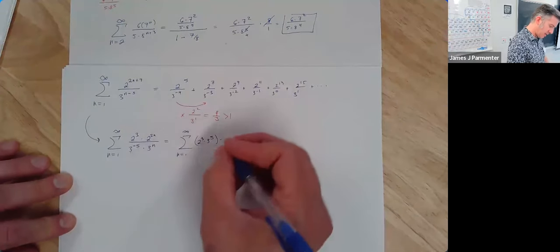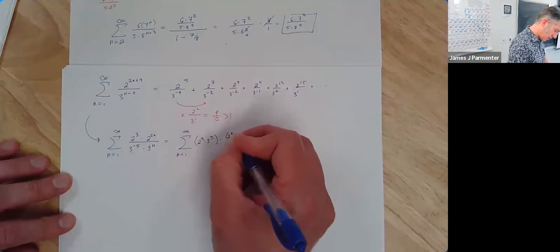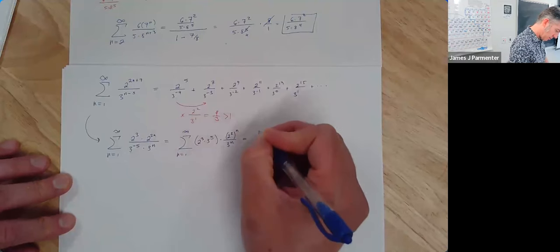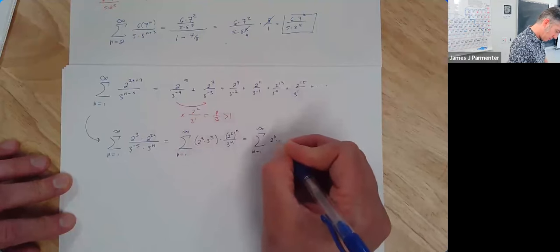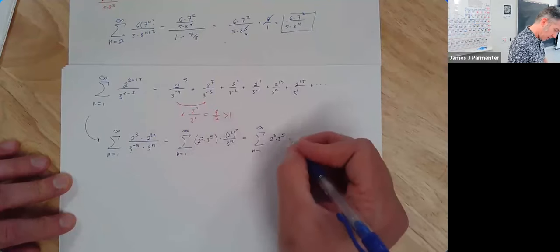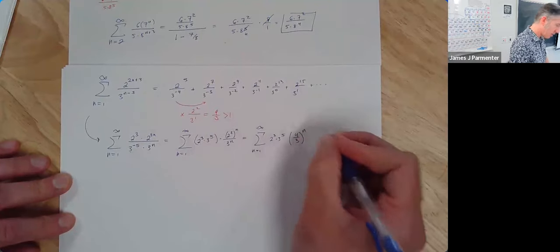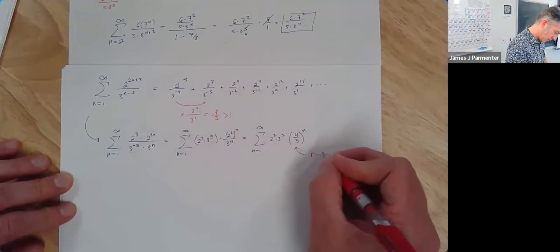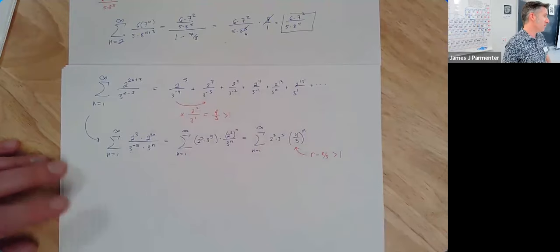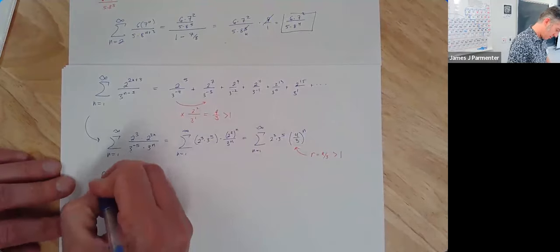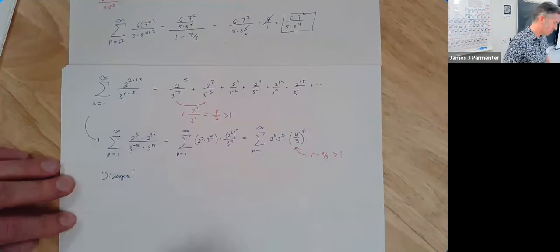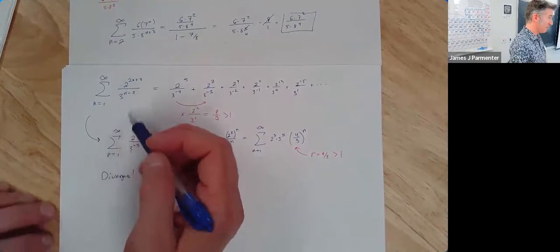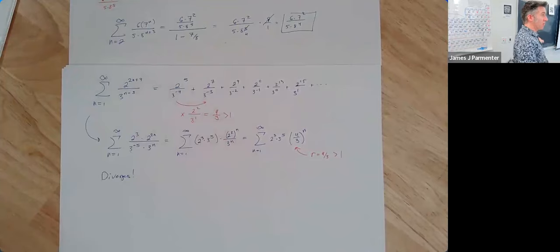2 to the 2n over 3 to the n is the same as 2 squared to the n over 3 to the n, which is really going to be 4 to the n over 3 to the n, or 4/3 to the n. And then we can say, just like the other way of doing this, our ratio is 4/3. 4/3 is bigger than 1, so we get divergence. Sometimes it can be a little tricky like that, where you might have thought at the beginning your ratio was going to be 2/3, if we weren't looking super carefully here.